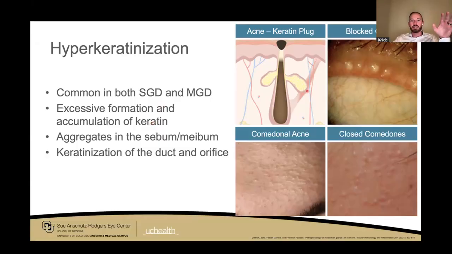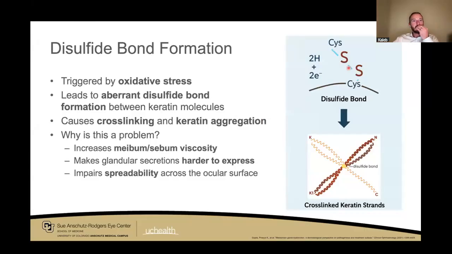You get these aggregates present inside these sebaceous glands, just like you get them inside the meibomian glands. So it can cover the duct, the orifice, or be within the glands. And then what's worse is you can get keratinization in the meibum or sebum itself. This is triggered by oxidative stress. It's this, and then you get these aberrant disulfide bonds forming between keratin molecules.